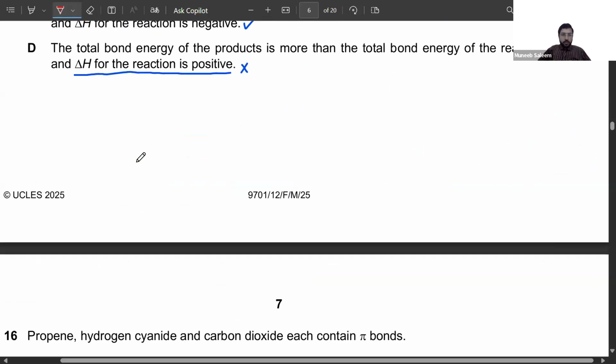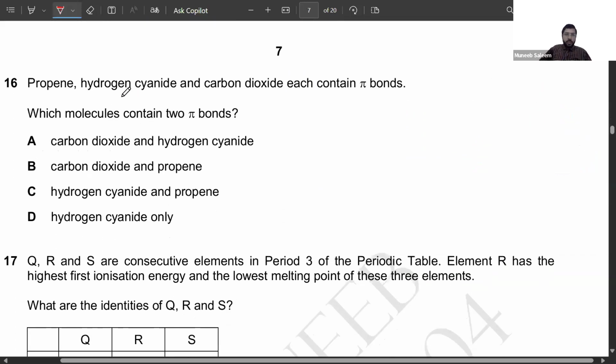Now the next question, number 16. Propene, HCN (hydrogen cyanide), and carbon dioxide each contain 5 bonds. Which molecule contains 2 pi bonds? Okay, so here we know that propene is basically a structure containing 3 carbon atoms along with one double bond. HCN has a structure like this, and carbon dioxide has a structure like this.